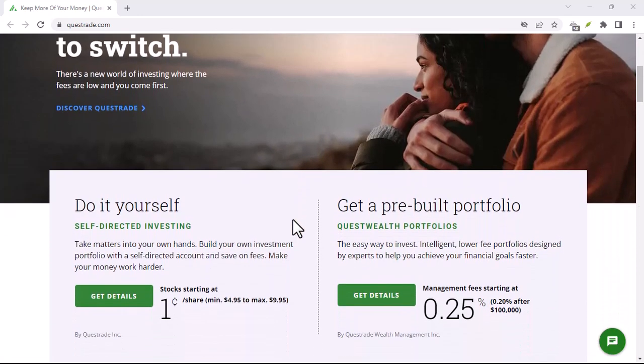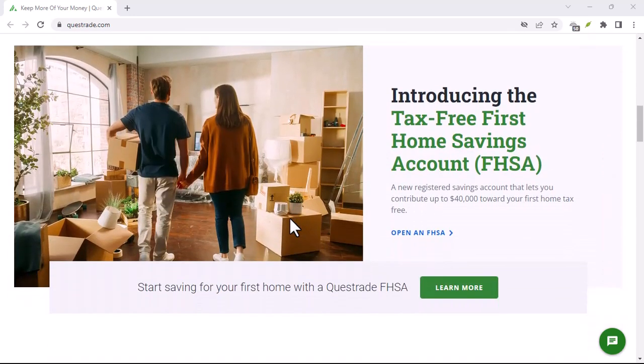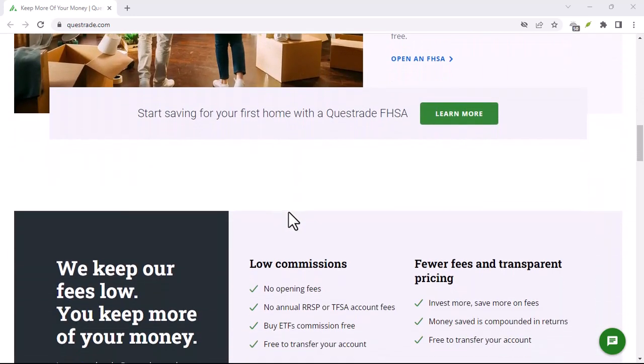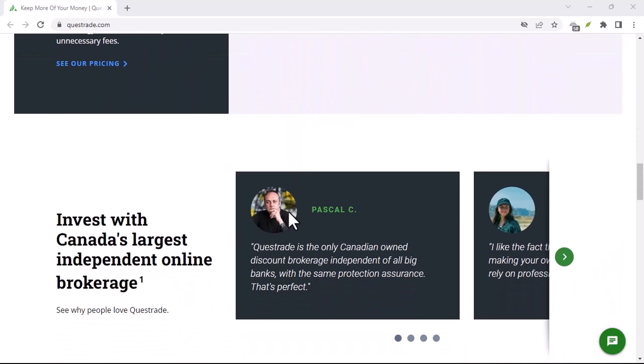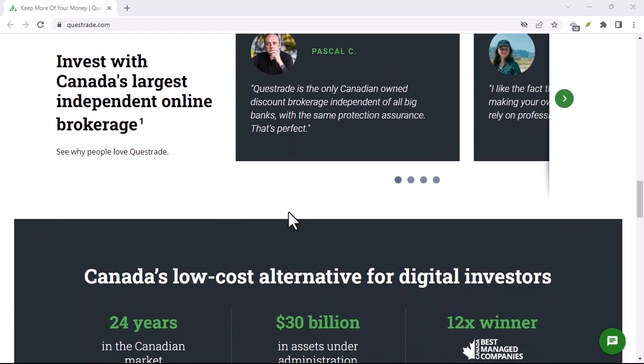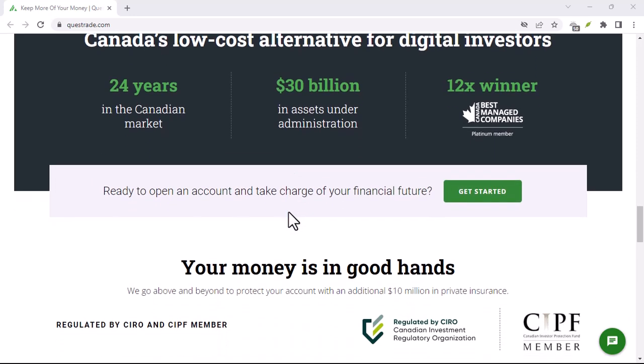Finally, for bonds, Questrade uses a first-in, first-out, FIFO method. This means that the first bonds purchased are the first ones sold, and the ACB for each bond is the original purchase price. It's important to note that Questrade's ACB calculations may not always be accurate.